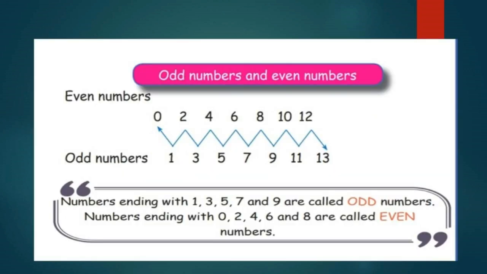Next heading is odd numbers and even numbers. First we are going to see about even numbers. The numbers ending with 0, 2, 4, 6, 8 are even numbers. The numbers ending with 1, 3, 5, 7, 9 are called odd numbers.